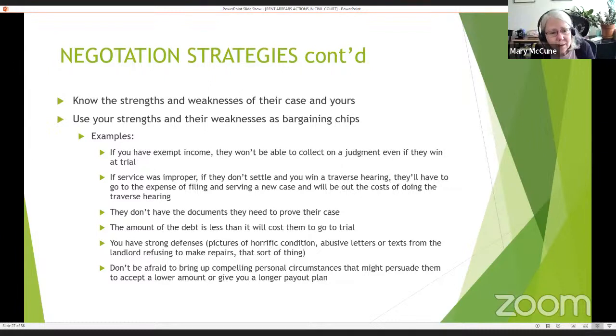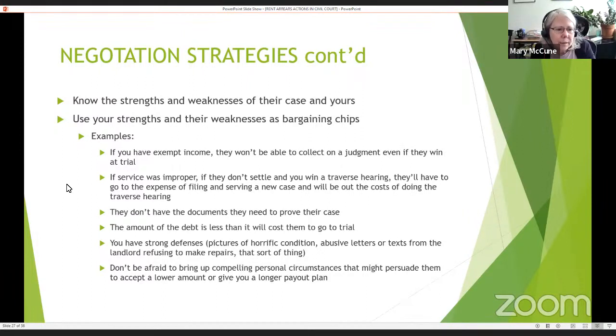But anyway, if you have exempt income, that is a really strong point that you want to make to them. Like if you want something, you can go through all this time and expense and you're still not going to get anything out of me. But if you enter into settlement with me, at least you'll get something.